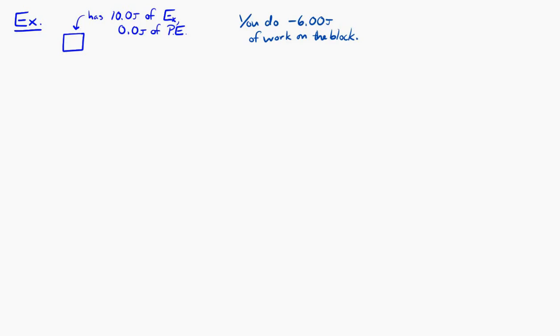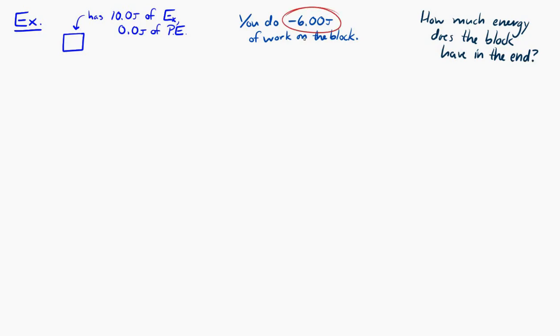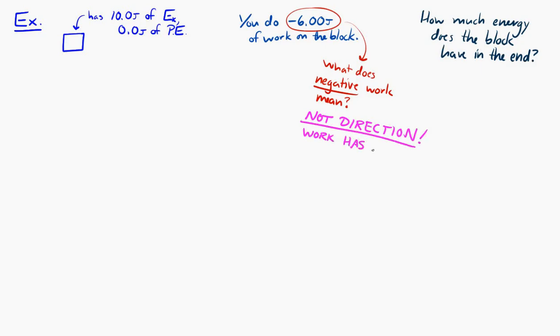Let's say that you have a block with 10 joules of kinetic energy and 0 joules of potential energy. And you come along and you do negative 6 joules of work on the block. How much energy does the block have in the end? Well, what does that negative sign mean? It doesn't mean direction, because work is a scalar quantity. It is not a vector. So that negative sign does not mean left or down or anything like that.